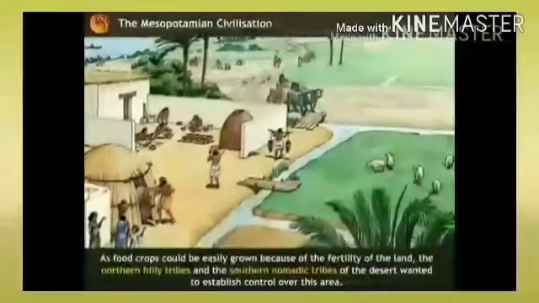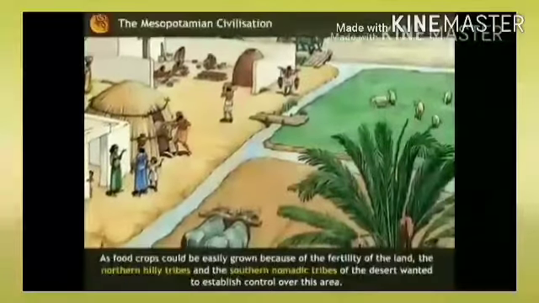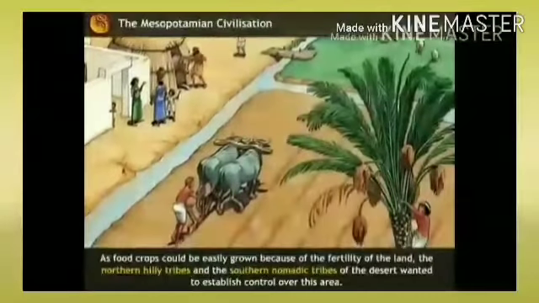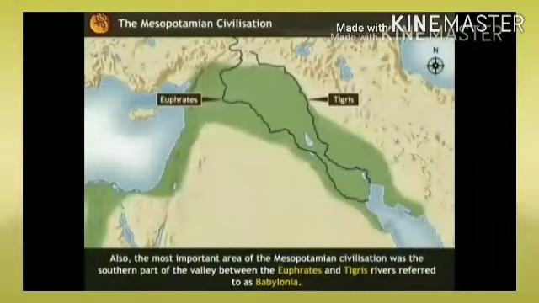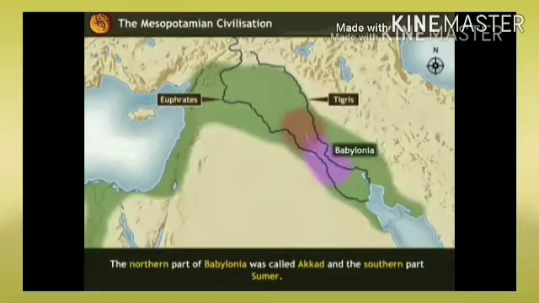As the food crops could be easily grown because of the fertility of the land, the northern hilly tribes and the southern nomadic tribes of the desert wanted to establish control over this area. Also, the most important area of the Mesopotamian civilization was the southern part of the valley between the Euphrates and Tigris rivers, referred to as Babylonia. The northern part of Babylonia was called Akkad, and the southern part called Sumer.